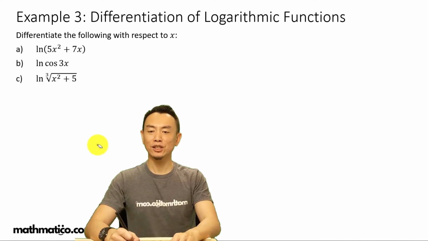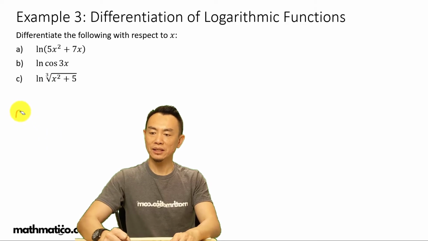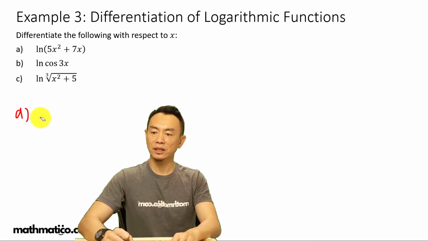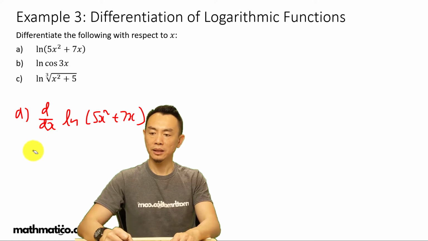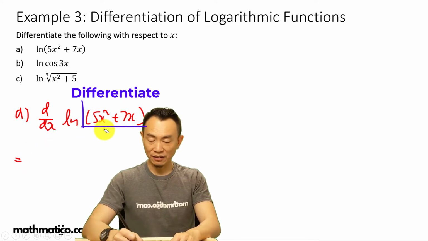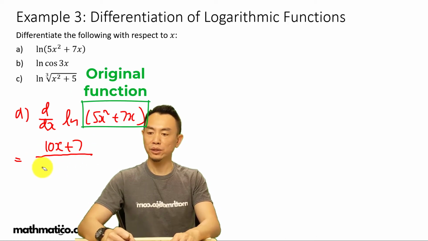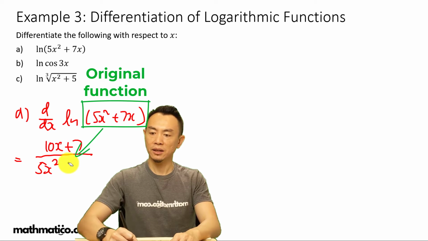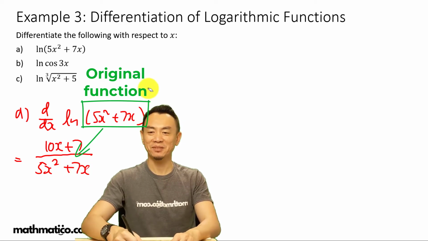Example 3, differentiation of logarithmic functions. So we're going to differentiate this. If you differentiate d/dx of the ln of 5x squared plus 7x, okay, differentiate 5x squared plus 7x, you get 10x plus 7 over the original, which is 5x squared plus 7x. So, okay, not bad, quite easily done.